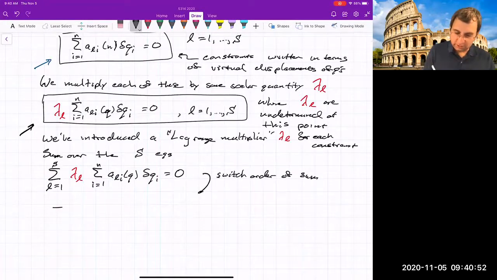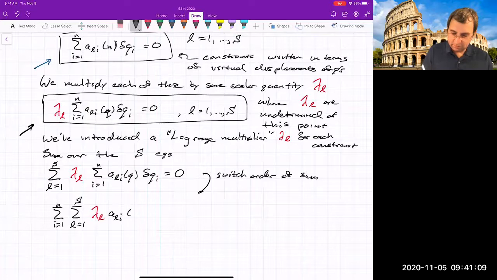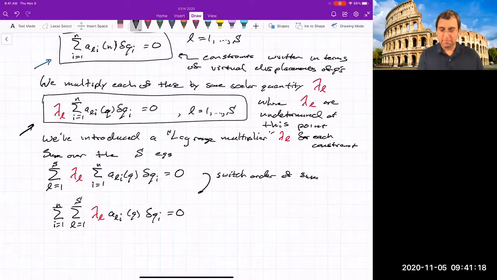So we switch the order of the sum. So we've got a sum, i goes from 1 to N, and then l goes from 1 to s of lambda_l a_li delta q_i equals 0. So now I've got some giant summation that equals 0, and there are delta q's involved. I'll put parentheses around here so you can see what this looks like.